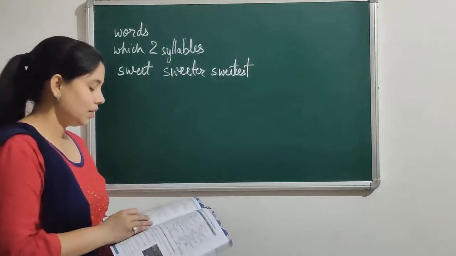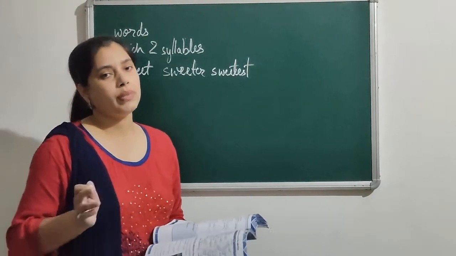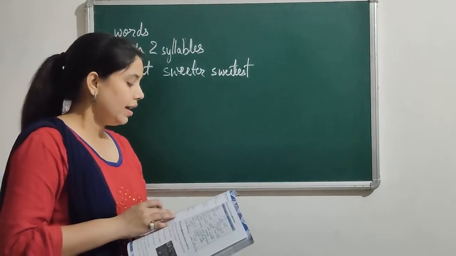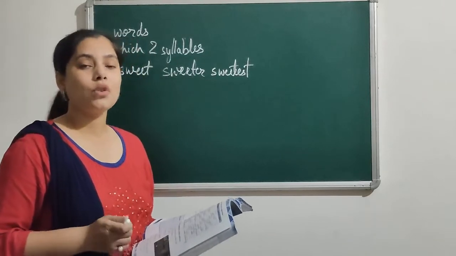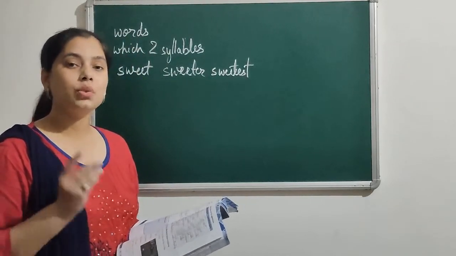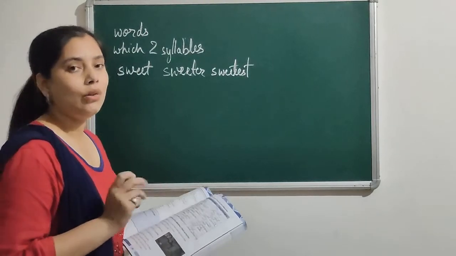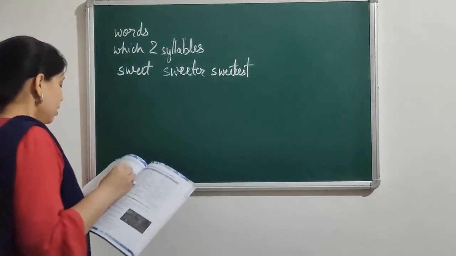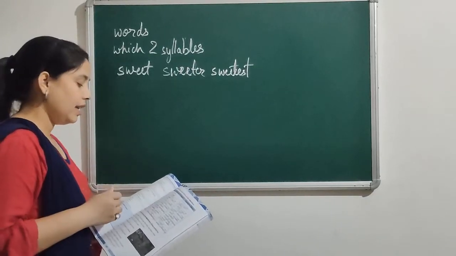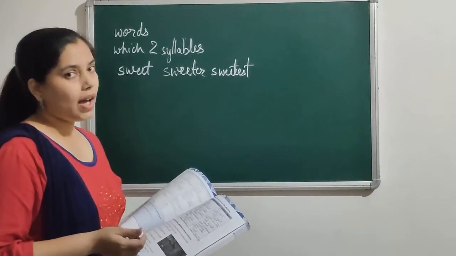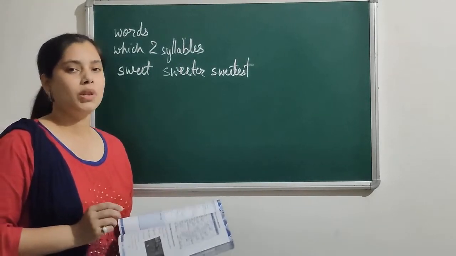Our next way to change the adjective into comparative and superlative degree is adjectives with two syllables ending with y. Here we are talking about the adjectives which have two syllables but they are ending with y. What we will do? How we will change that? We will change y to I and then we will add er to form the comparative and est to form its superlative degree.